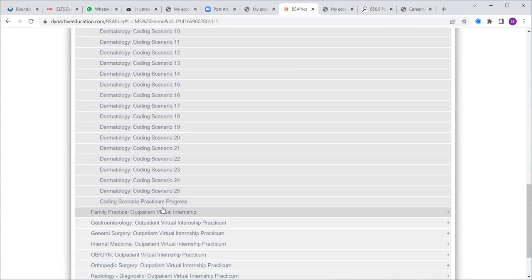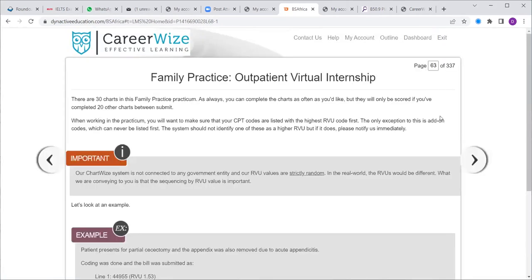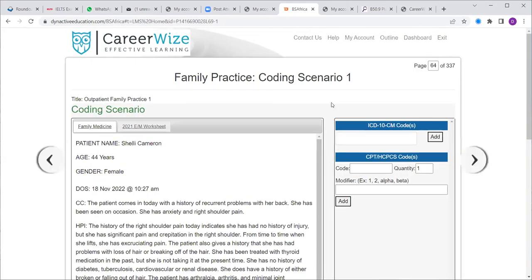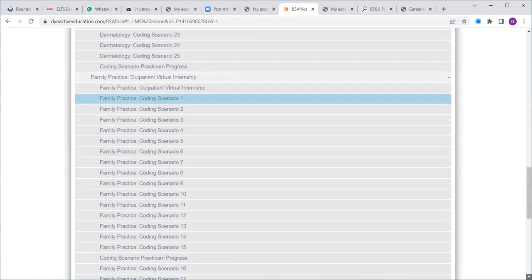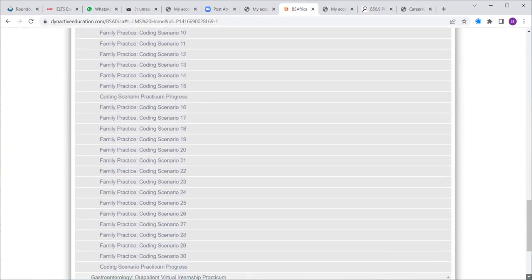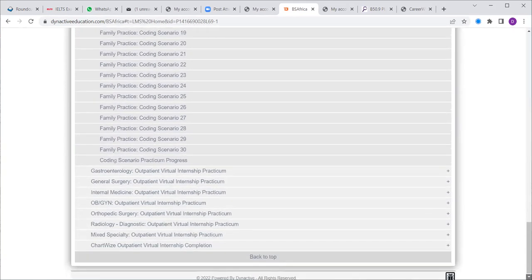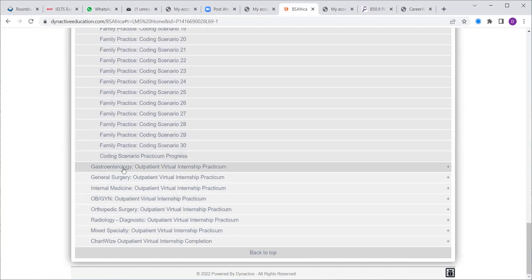Then you go to family practice. Family practice also comes with a number of scenarios. Okay. So family practice, that one is 30 scenarios. Then gastroenterology, general surgery, internal medicine, obstetrics and gynecology, orthopedics, radiology, mixed specialty.